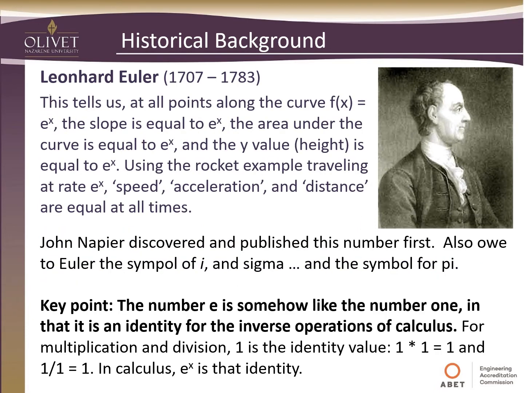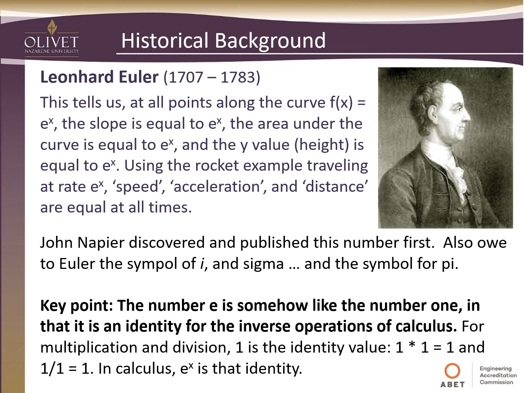Some interesting things about this too is, if we look at the function of the curve e to the x, it's pretty amazing because the slope is equal to e to the x, the area under the curve is equal to e to the x, and the height, or the y value, is also equal to e to the x. So many mathematicians give the example of if you had a rocket traveling at a rate of e to the x, the speed, the acceleration, and the distance would all be equal at all times. That's kind of mind-blowing to think about, but that's why it's kind of important.